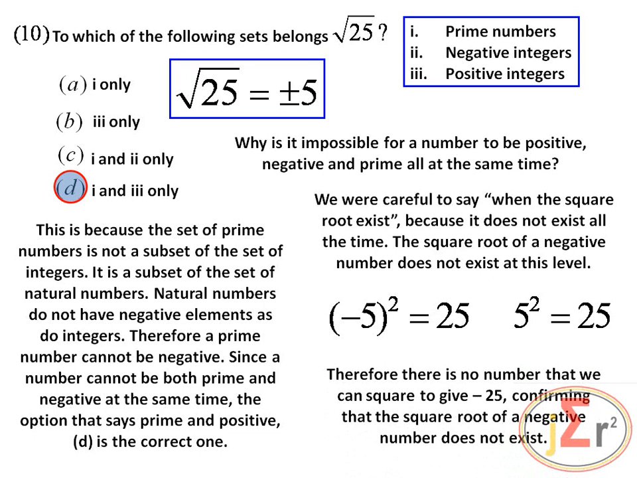So the reason why we say when the square root exists, and we are careful to say that, is because the square root does not always exist. Because the square root of a negative number does not exist. As a matter of fact, if you take your calculator, insert a negative quantity, and try to find the square root of that negative quantity, you are sure to get an error.